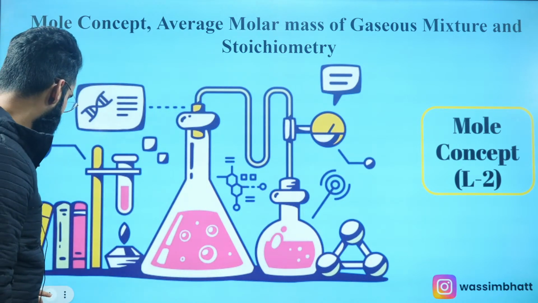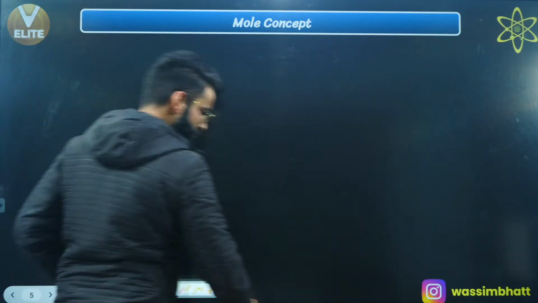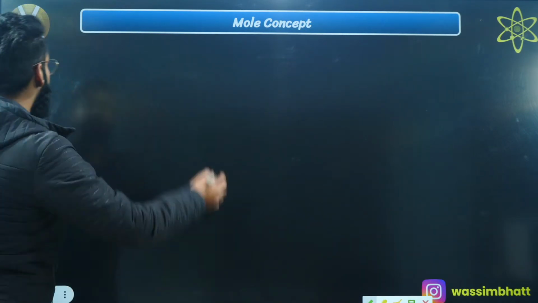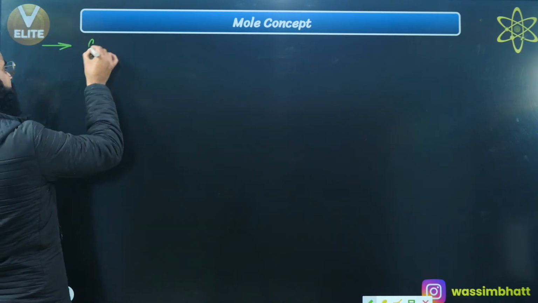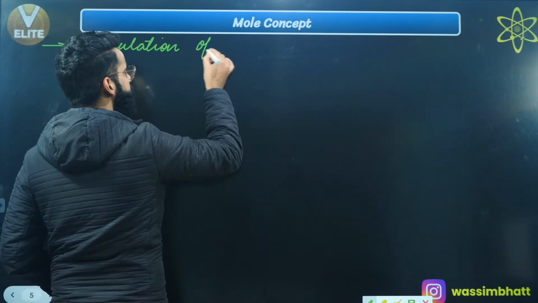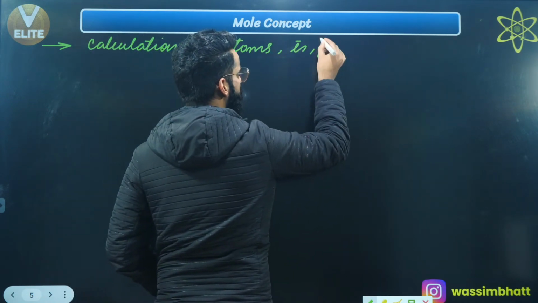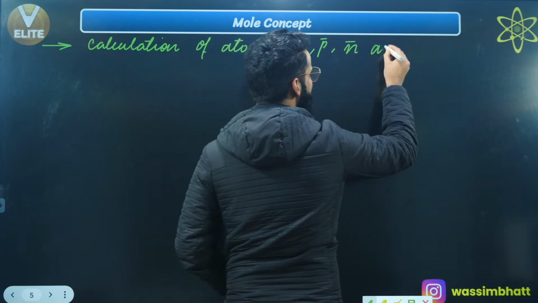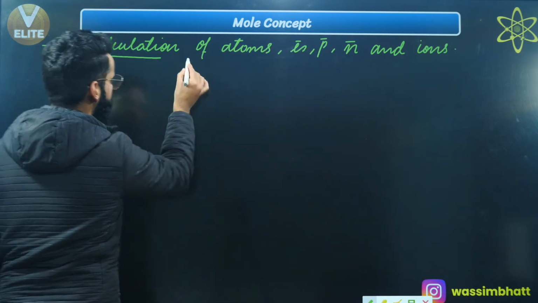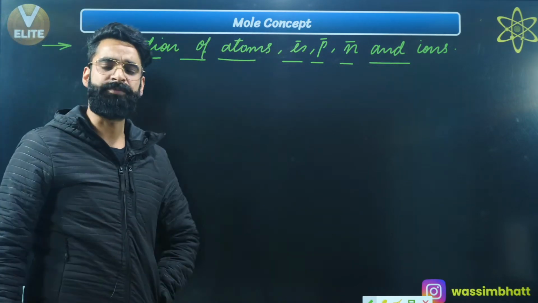Let's get started with the things which we are going to cover in tonight's session. I want you to take a note of every single thing which I'll be mentioning on the screen. We will be talking about the calculation of atoms, electrons, protons, neutrons, and ions. This is one more small topic which we are going to cover in tonight's session.